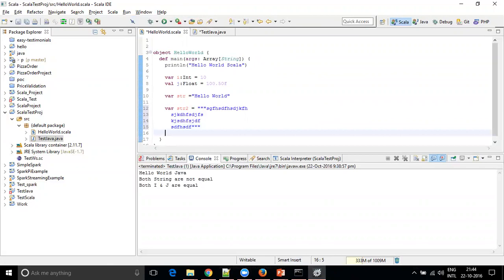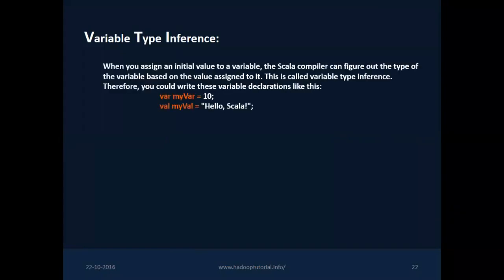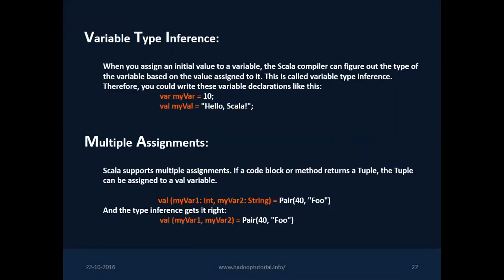This is how you declare your multi-line string in triple quotes. Instead of double quotes, you have triple quotes. So you can practice this basic stuff. And type inference, just now we talked. You can declare variables without specifying the data type.